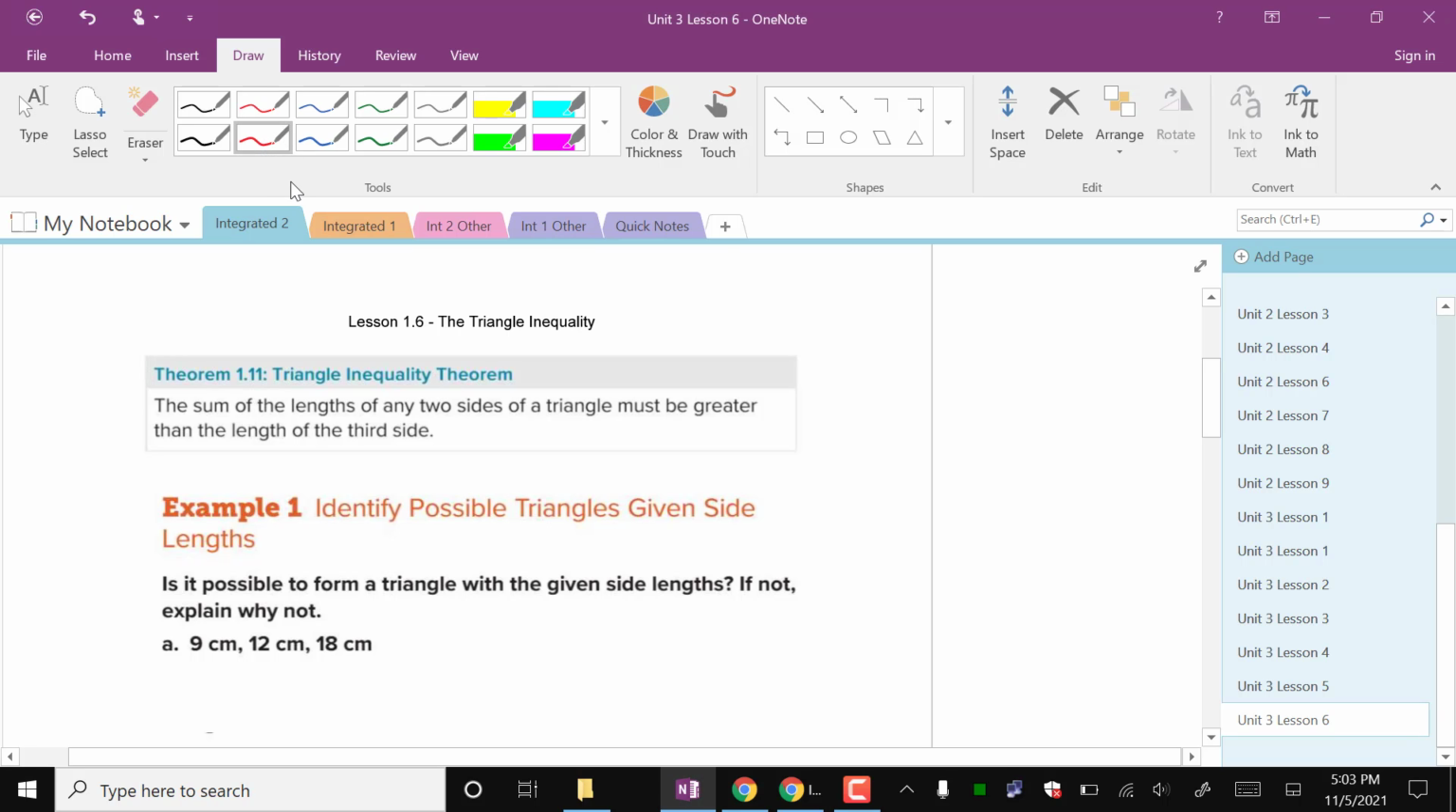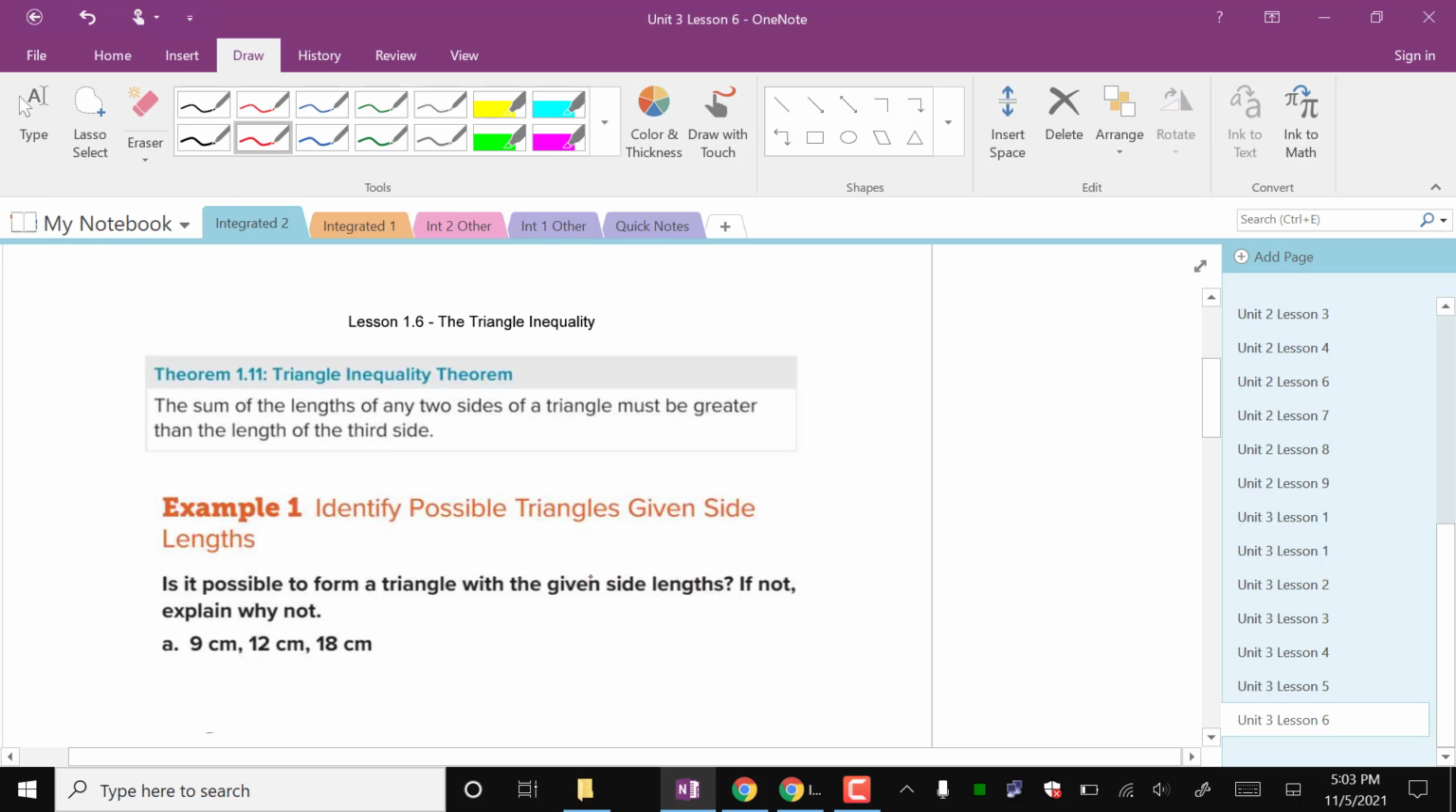Today we're going to be looking at Unit 3, Lesson 6, the triangle inequality. So Theorem 1.11, triangle inequality theorem. The sum of the length of any two sides of a triangle must be greater than the length of the third side. So let's take a look at example 1 right here.